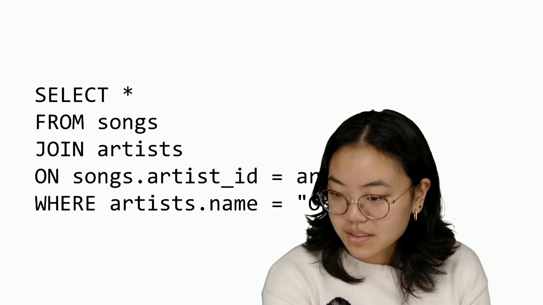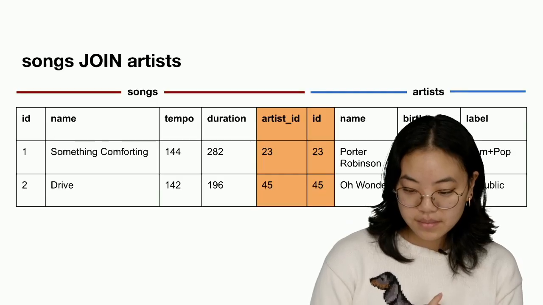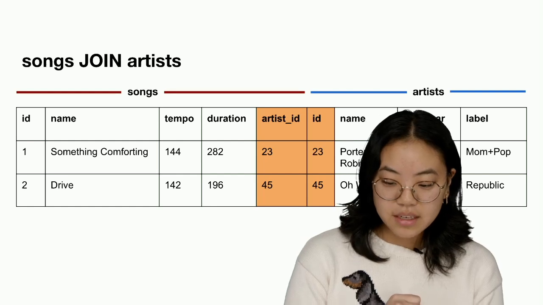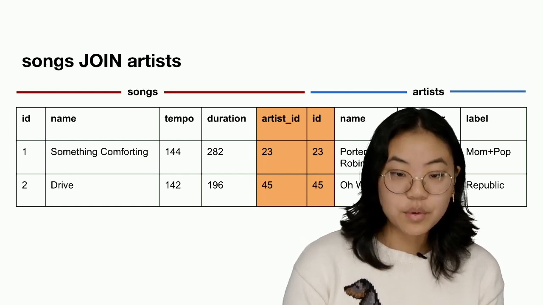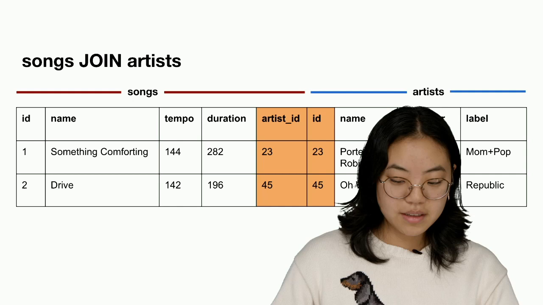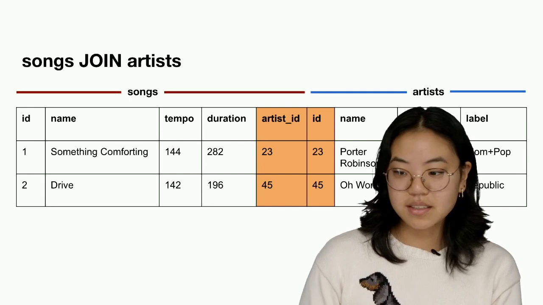The join gives us duplicates. Yeah, so the join, if I went here, you could imagine if, say, I had multiple songs by Oh Wonder, then I could have another songs row here, and it would have the same information from the artists table with Oh Wonder, their birth year, and what label they're signed to.